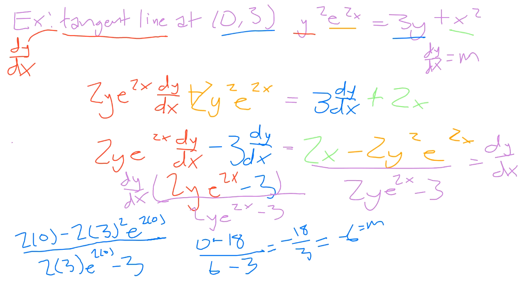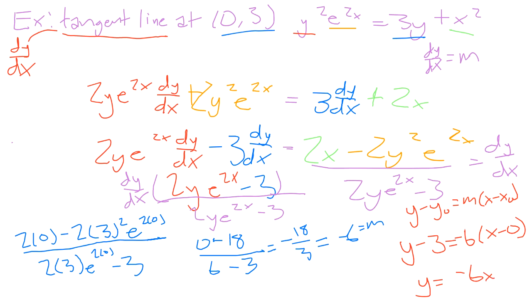And we can put this back into our point slope. If we plug this into point slope, which is y minus y naught equals m times x minus x naught, we get y minus 3 equals negative 6 times x minus 0, which will end up leaving us with y equals negative 6x plus 3.